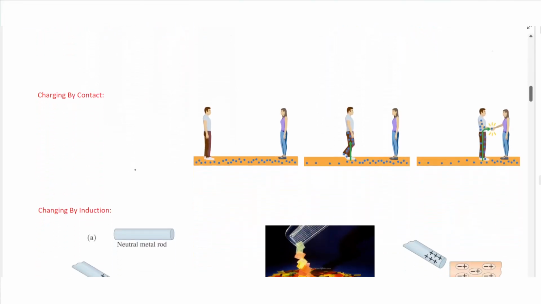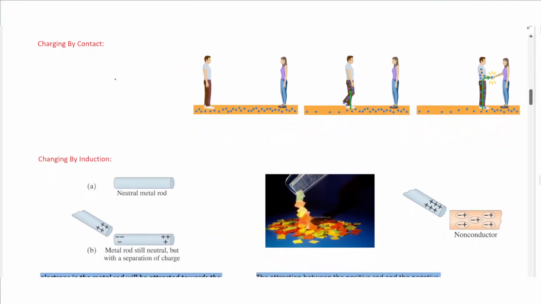The next type of charging is by contact, and it must happen with conductors. So you must have free electrons to flow between two objects and they share the charge. For example, if you charge a neutral object with a positive object, both will become positive. If you touch a neutral object with a negative object, both will become negative. They share the same charge.